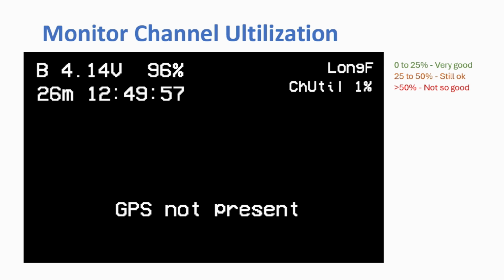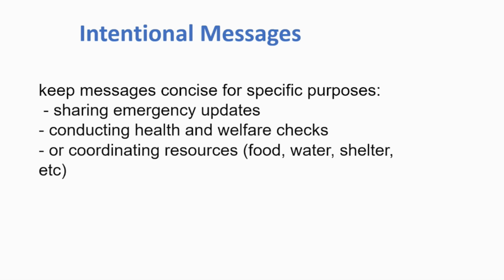Now, in an emergency, you want to focus on key critical information to be sent out. You want to make sure important information gets received, and less important messages can be delayed. This is what I highly encourage users to do in an emergency situation. If you are typing messages on your mesh device to send out, be very, very intentional. Keep your messages concise and for specific purposes.